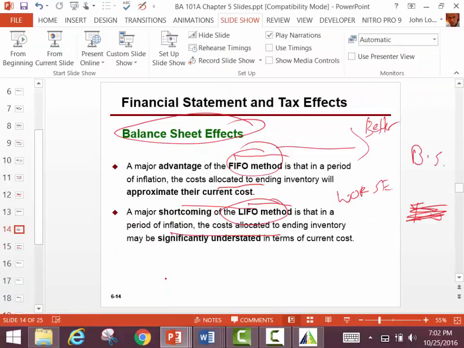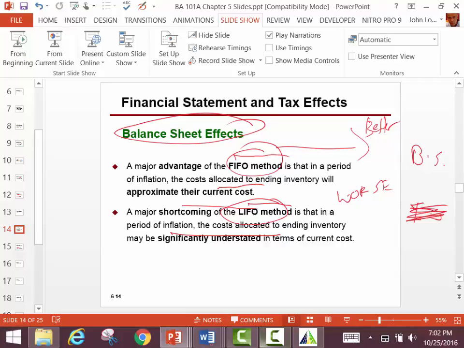We say that a major advantage of the FIFO method is that in a period of inflation, the cost allocated to ending inventory will approximate their current cost. So for the balance sheet, FIFO gives us a better picture of what we're going to have to pay to buy more of those milks, right? If we're Safeway. We're talking about from the standpoint of Safeway.